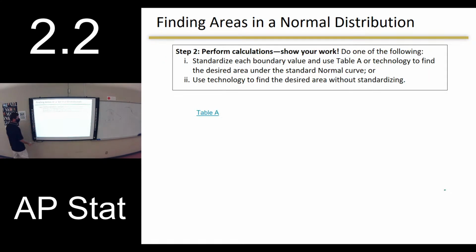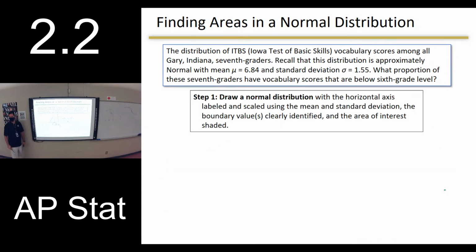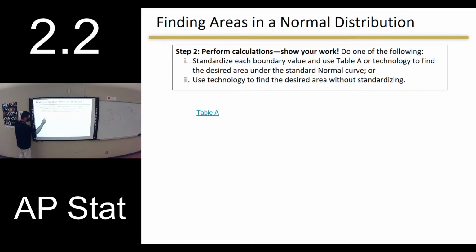Draw the normal distribution. Perform the calculation to show your work. And I already showed you this is the only work needed right here. That's all that's needed. Okay? That's all that's needed. Table A. Oh, that's not going to work because this is now a marker.